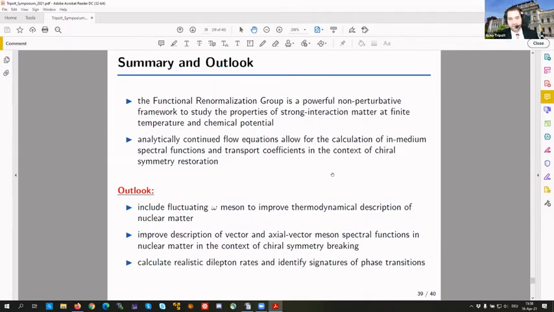As an outlook, we are now working on including a fluctuating omega meson to improve the thermodynamical description of nuclear matter. We are working on improving the description of vector and axial vector meson spectral functions in nuclear matter in the context of chiral symmetry breaking. And we want to calculate realistic dilepton rates and identify signatures for phase transitions.